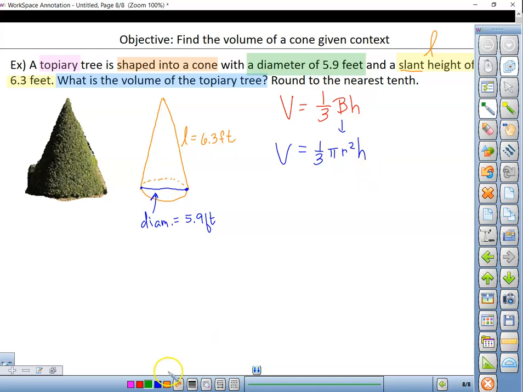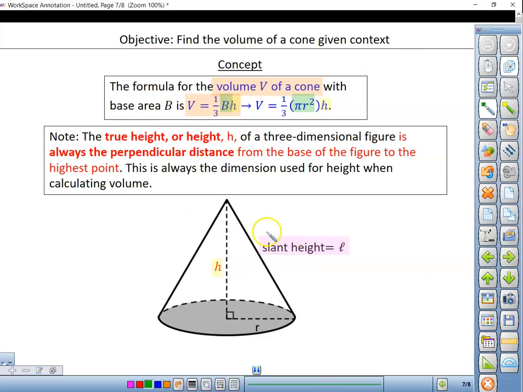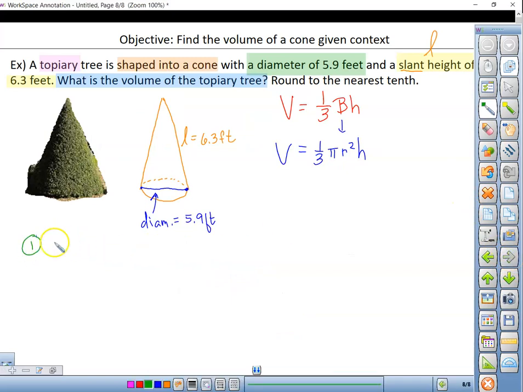One of the things that we need to realize is that we're actually going to have to find our radius first, because if you recall in this diagram, the right triangle that involves our height h also involves the radius r, not the diameter. So we actually need r first before we can find our height here. So first thing I'm going to do is find the radius. And we know that the radius is half of the diameter. So I'm going to take my diameter and divide by 2.